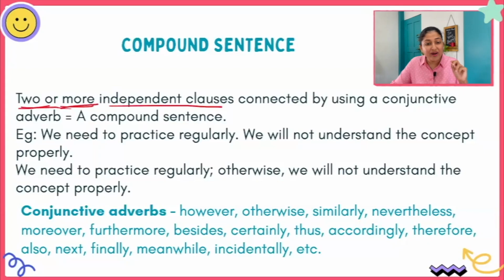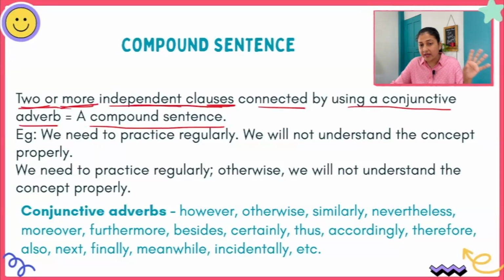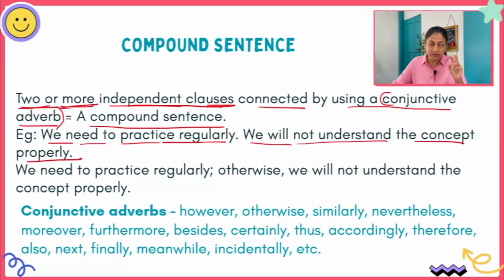Whenever two or more independent clauses are connected by using a conjunctive adverb, we get a compound sentence. Again, don't be confused about what a conjunctive adverb is. Just hold on, we'll look at the examples and the idea will become clearer. Look at this example. We are saying we need to practice regularly. That's one simple sentence. Next, we will not understand the concepts properly. That's another simple sentence.